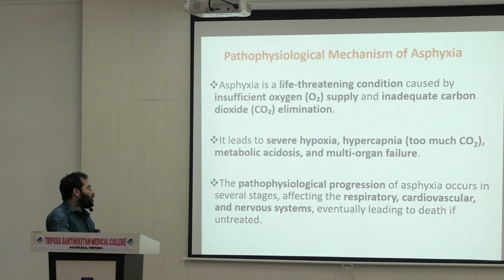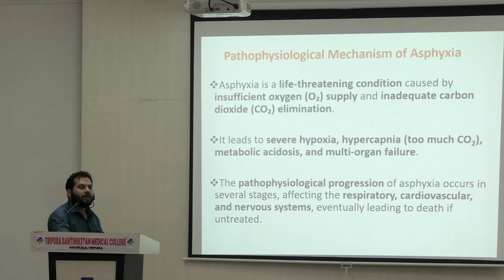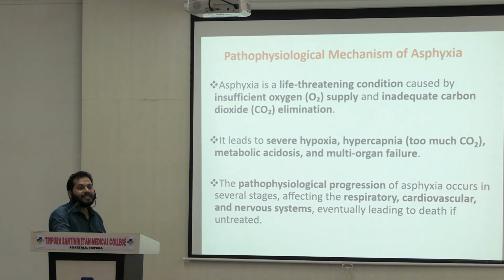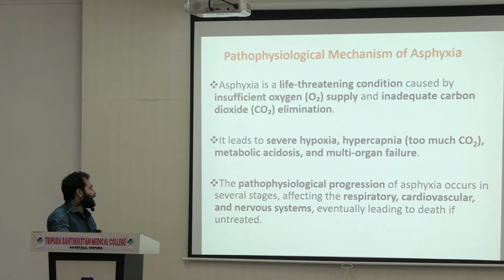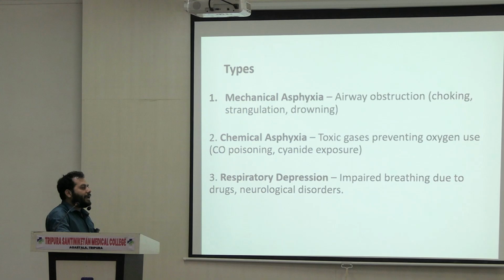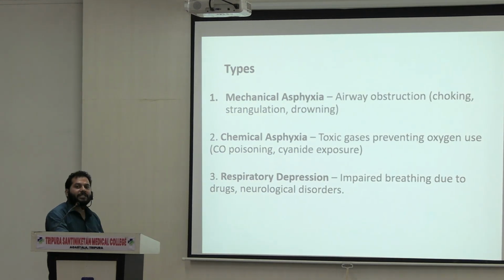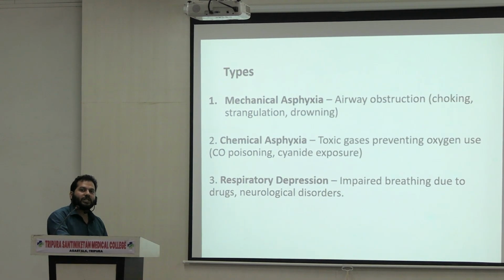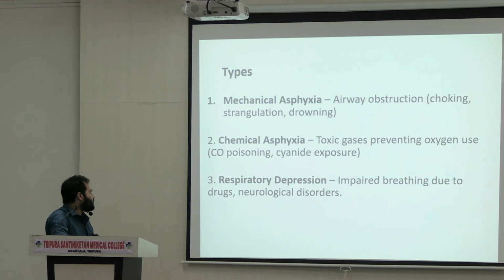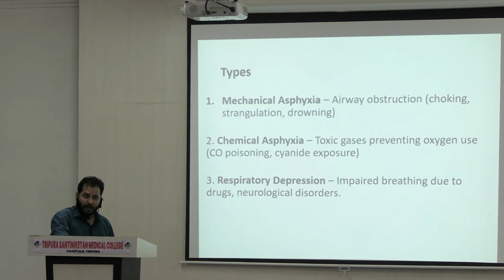So what is the pathophysiological basis? Like the previous one, there is also the involvement of the most important systems in this particular process that may be affected. So these are respiratory, cardiovascular as well as nervous systems, right? See here, asphyxia can be classified into different types, and if you see the characteristics of all those different types, they differ. So what are the classes? These are mechanical asphyxia, chemical asphyxia and respiratory depression.